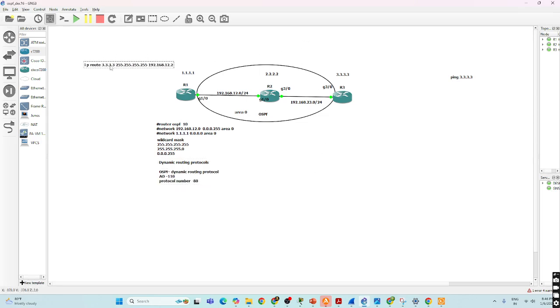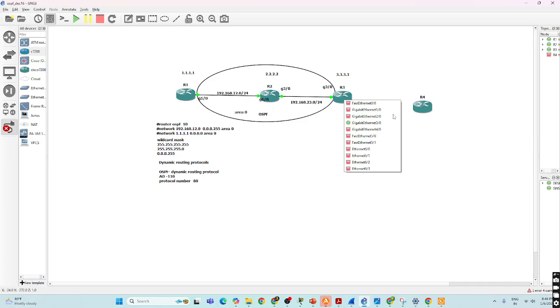Okay, this is a static route. I'll remove it. Now let me take one more router here quickly. Let's take a connection. Suppose 1.1.2, 1.1.1. Okay. Cool. Let's turn on this route.